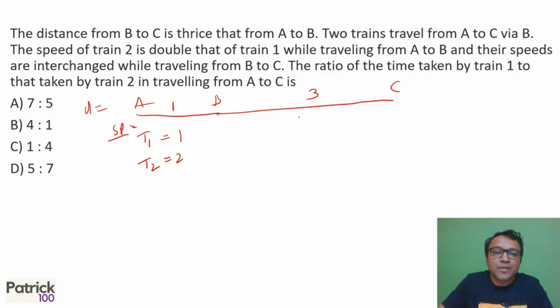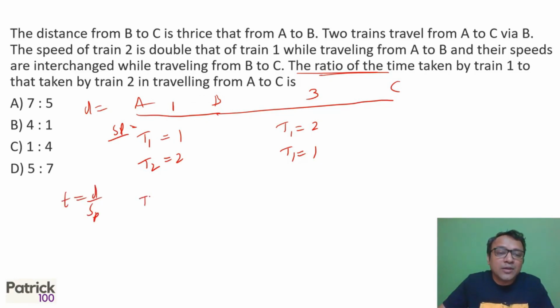And interchange while traveling from B to C. So train 1's speed becomes 2 and train 2's speed becomes 1. Interchange. I'm taking simple numbers because I want the ratio. When you calculate ratio or percentage, the actual value doesn't matter because everything gets cancelled off. So here I want to find the time taken. Now time taken is nothing but distance upon speed.